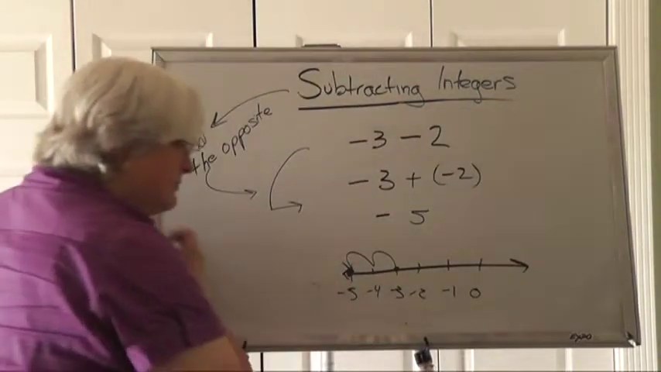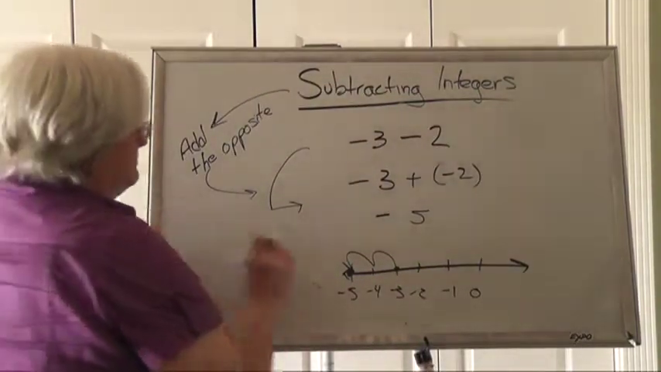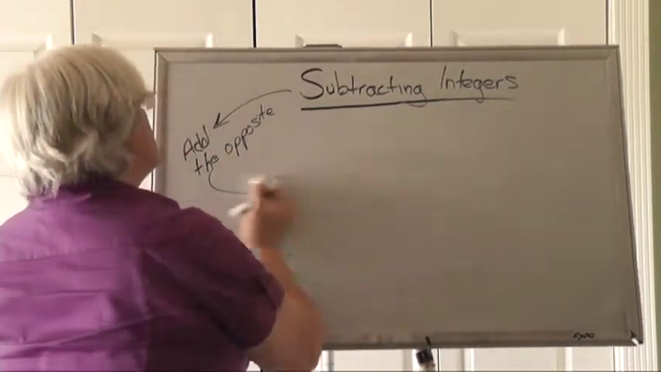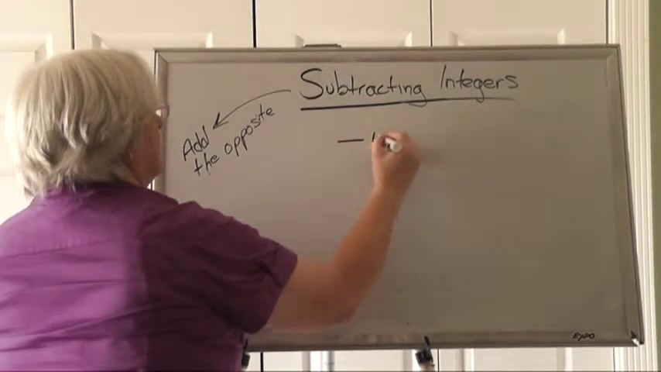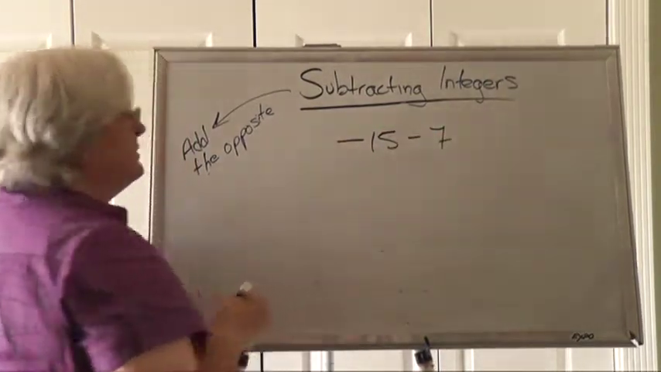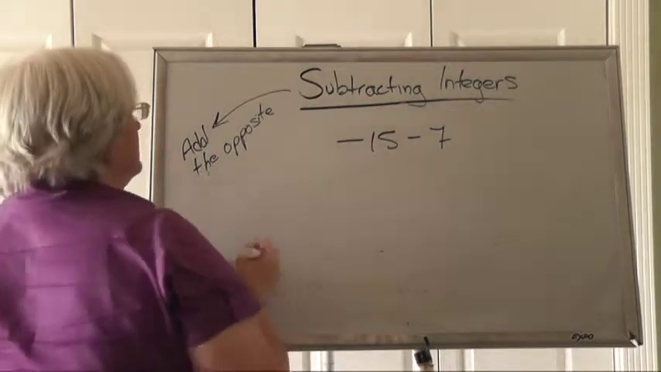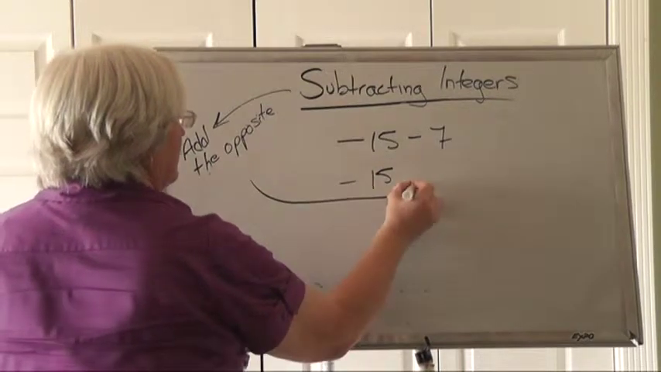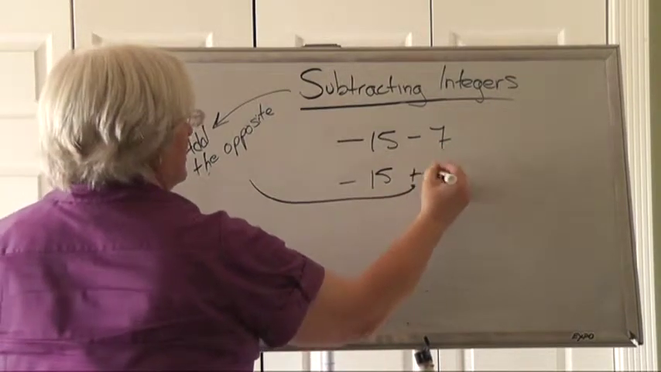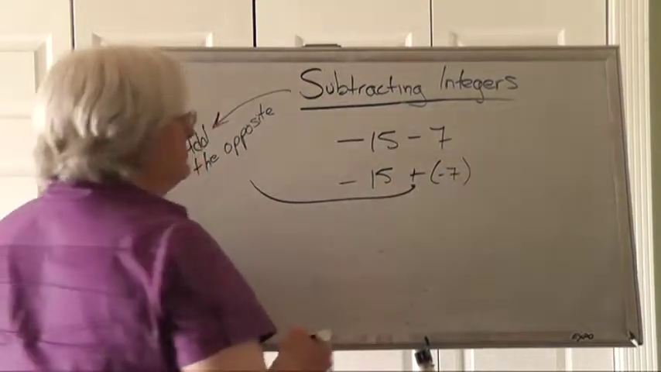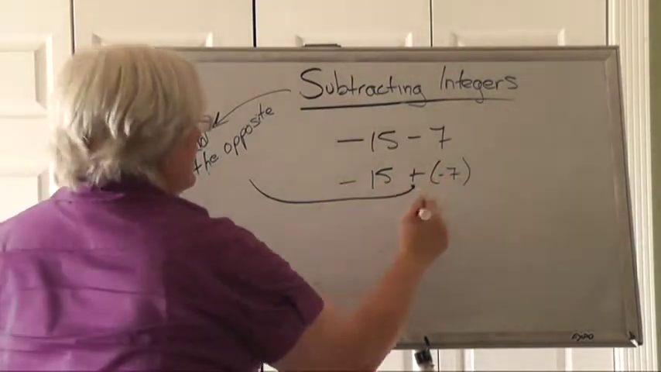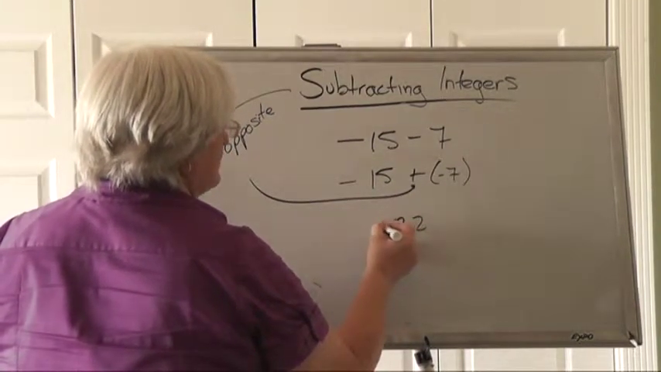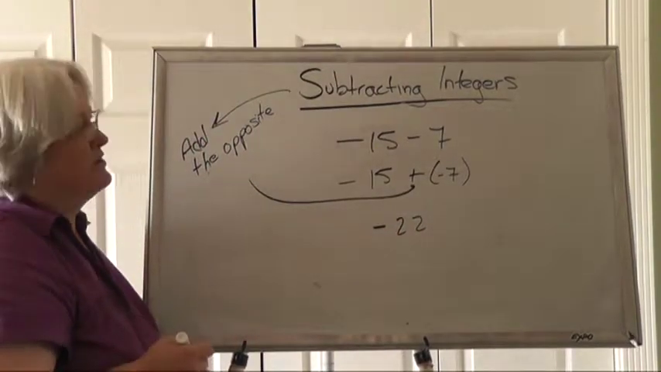Let's say if we have negative 15 minus 7. Negative 15 minus 7. Let's change this to an addition problem. Negative 15. We want to add the opposite of 7. The opposite of 7 is a negative 7. Our signs are the same, so we add the numbers, add their absolute values, and keep the sign that's being used.